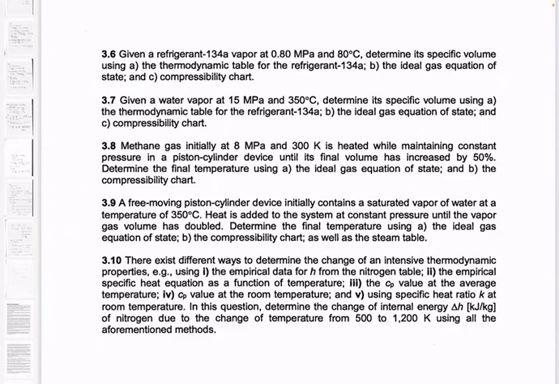And B, the ideal gas equation of state. So we're using this to find the specific volume. And C, the compressibility chart. All right, let's start with the simplest one, which is using the thermodynamic table. So this is already water vapor. We already know we're going to go to the superheated table, and we're looking for 350 and 15 megapascals.